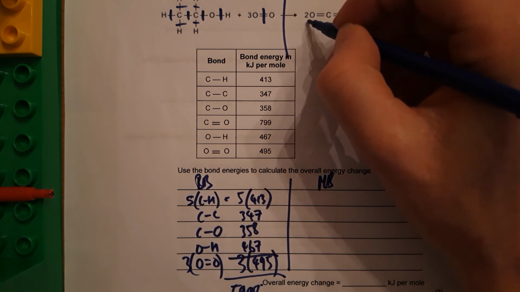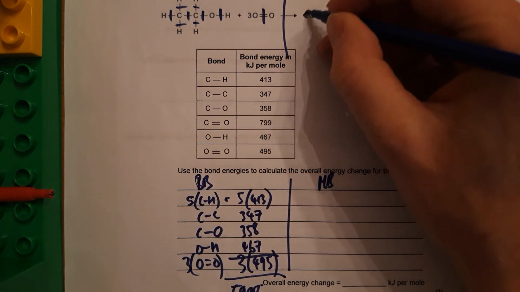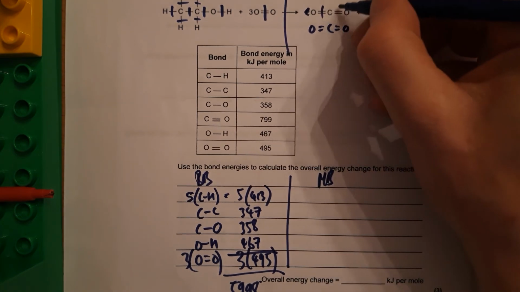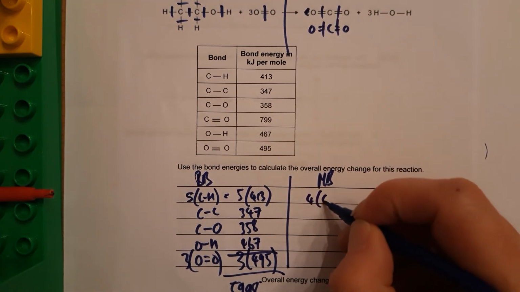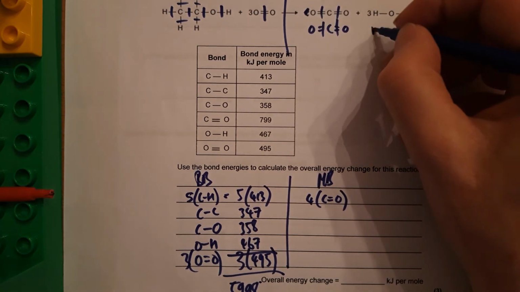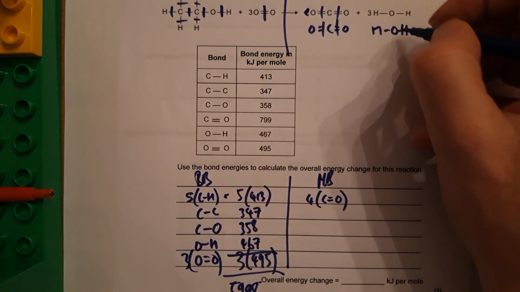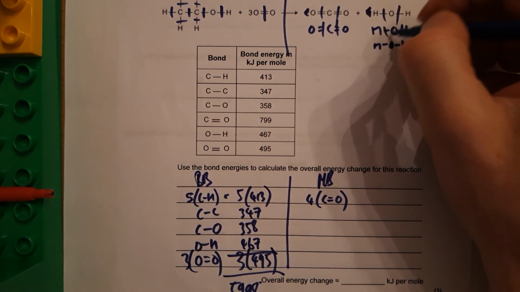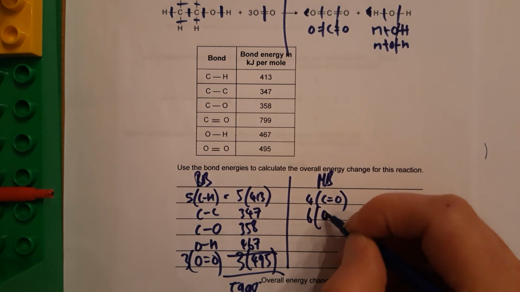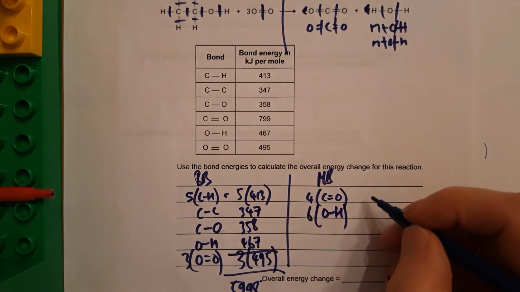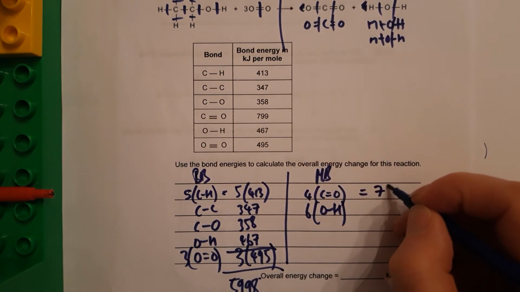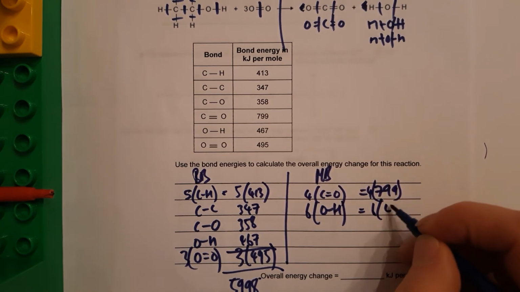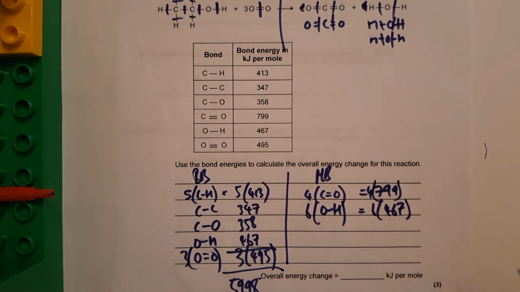You've got 2 lots of this, so that actually means, in essence, you've got this, yeah? So, 1, 2, 3, 4. 4 lots of C double bond O though. 3 H2Os. If I draw it out better for you, that means 1, 2, 3, 4, 5, 6 OH bonds. 4 C double bond O's. 4 times 799 and 6 times 467.